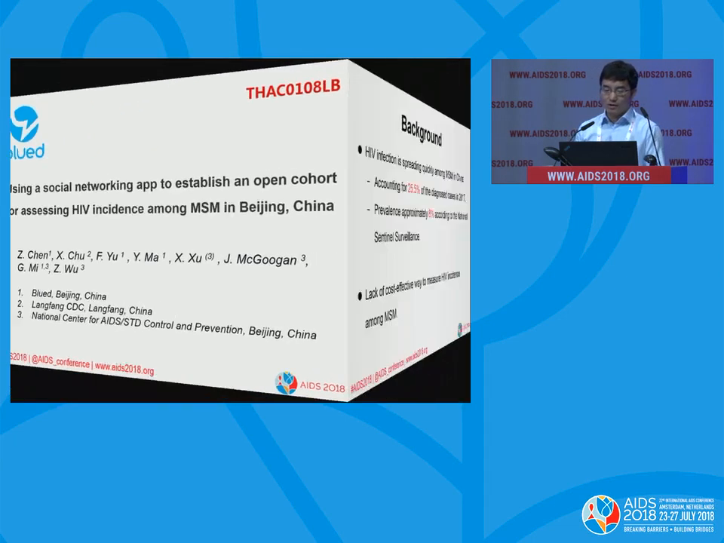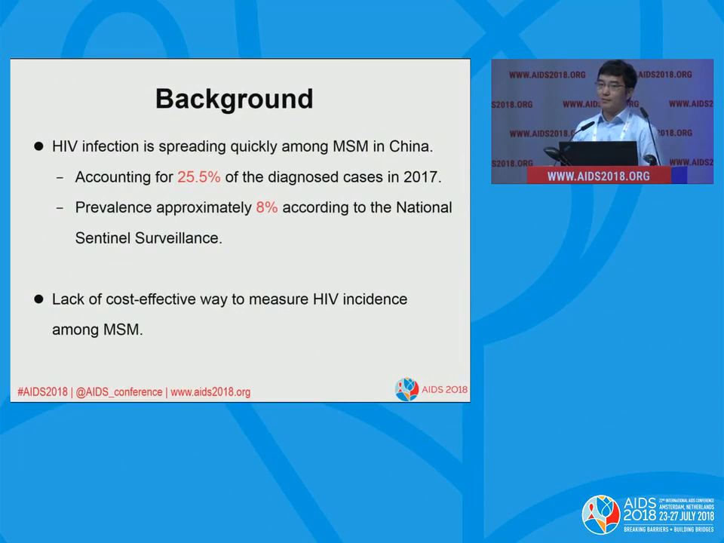So, some background here: MSM are now the most affected population by HIV/AIDS in China, and we know the prevalence is about 8% according to the National Sentinel surveillance data, and also the proportion is around a quarter of the diagnosed cases in 2017. But we don't know the incidence so far. It's quite a difficult one for us. As for the laboratory test, we have availability, but there are a lot of restrictions to carry it out or scale it up in China.